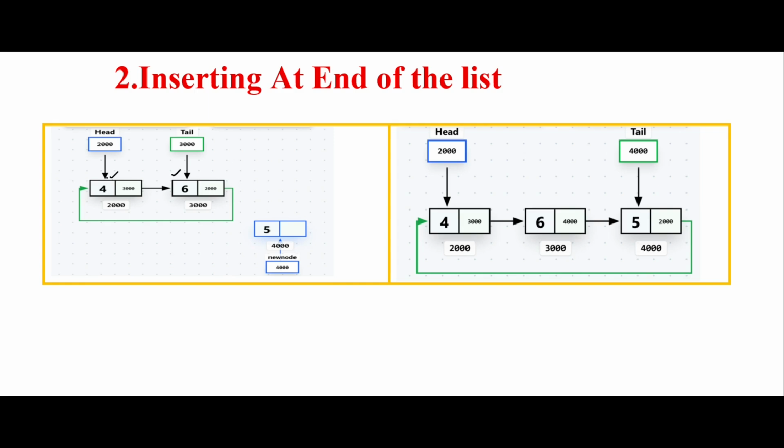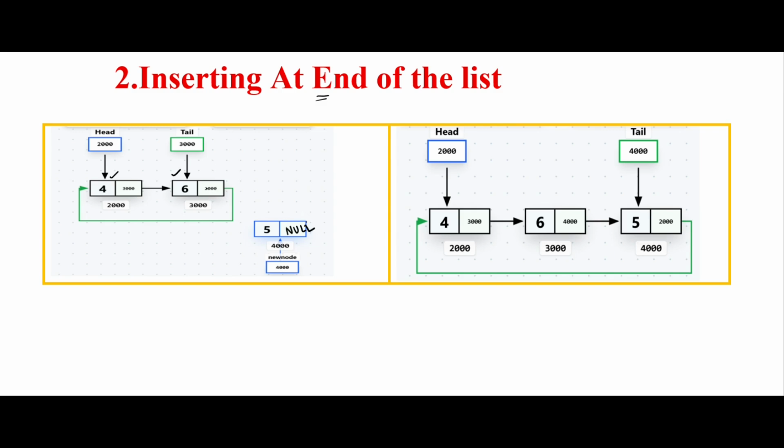Here, head contains the address of the first element and the tail contains the address of the last element. This is already existing. In that, I would like to insert at the end of the list. So this is the new node I created with the data part as 5. The new node's next will be null. It is created, it should be added at the end.